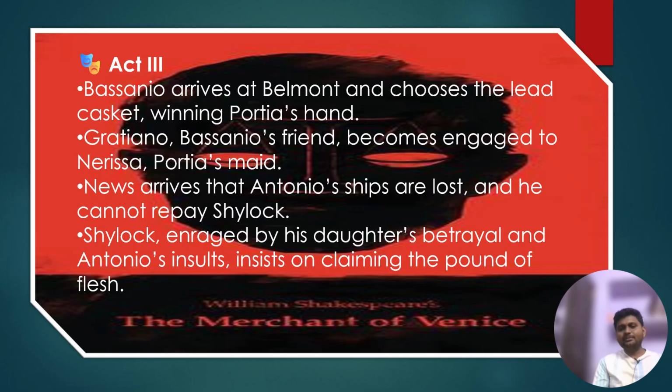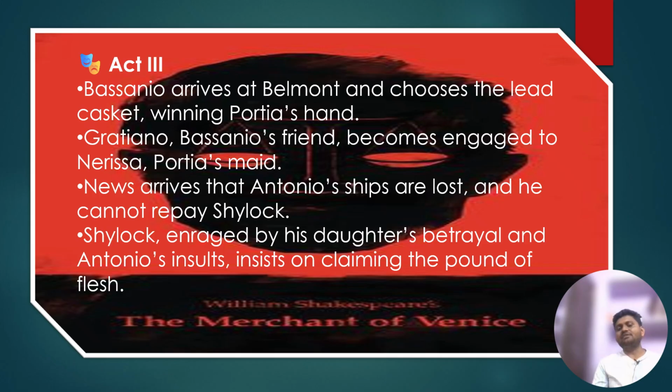Act 3 of the play Merchant of Venice starts when Bassanio goes to Belmont to ask for the hand of Portia. He also has to choose from the three caskets of gold, silver, and lead. Bassanio chooses the lead casket, which was the right casket, and thus he wins Portia's hand in marriage. Meanwhile, Gratiano, who is Bassanio's friend, also gets engaged to Nerissa, who is Portia's maid.